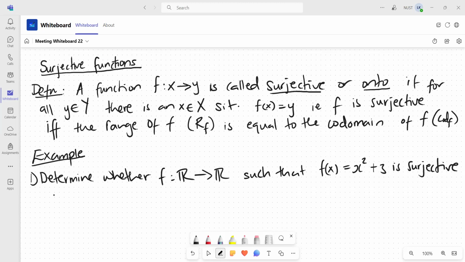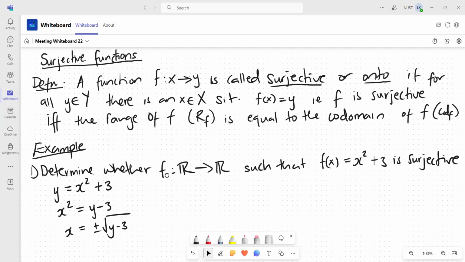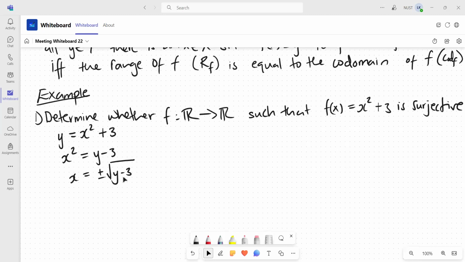So we know how to do that. We write y is equal to x squared plus 3, and then make x the subject of the formula. So this means x squared is equal to y minus 3, and x is equal to plus or minus the square root of y minus 3. Okay, and now here what you do is you look at what are the values of y that will give us the solution over here.